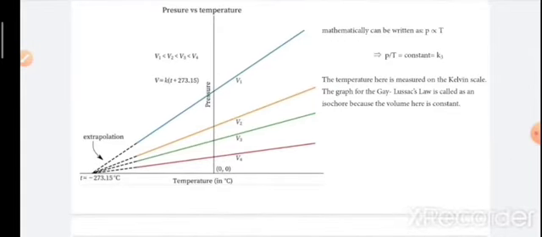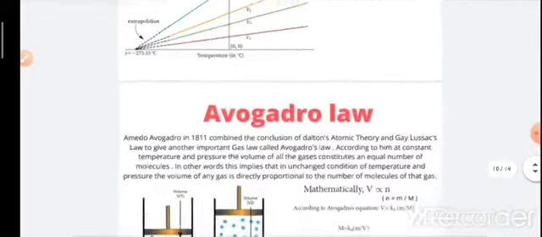Now, let's take an example of this law during winter. During winter, one may find that the pressure in a tire of a vehicle decreases considerably. As the temperature in winter starts decreasing, the pressure also decreases. It's the best example for this law. Okay, now the next law.